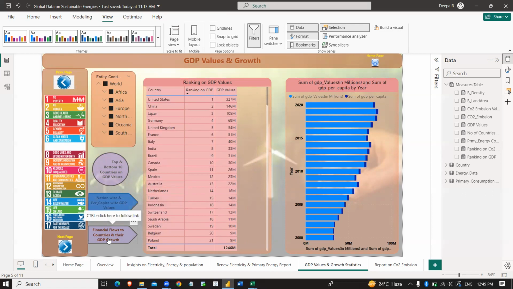And then this particular button will take you to the financial flows and countries and their GDP growth. Here, one thing I want to tell you: what are these financial flows? Financial flows are given to the developing countries by the developed countries so that they can invest this money in some clean energy projects. Not all the countries have these financial values. Only the developing countries have these financial flow values. Okay, so let me show you that.